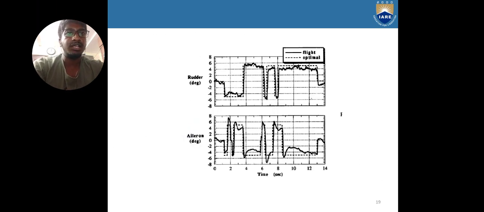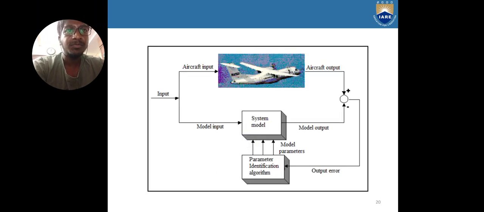So this is the flow through which the control surfaces, the rudder and the aileron, have been generated, and this is another block diagram of the data.